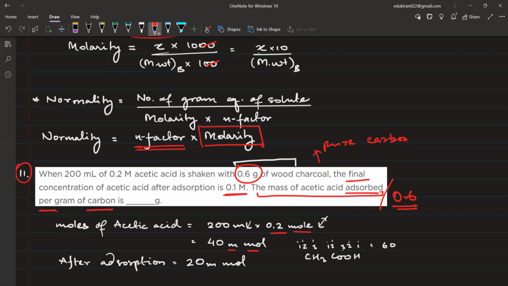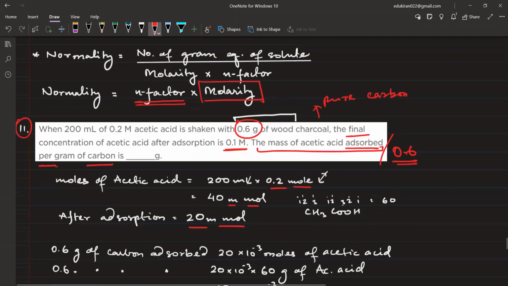ठीक है, after adsorption it became how much? 0.1. Now after adsorption I can say that we have how many millimoles? आधा हो गया. आधा means 40 था, now it is about 20 millimoles. ठीक है, after adsorption 20 millimoles. That means 20 millimoles has also been adsorbed.